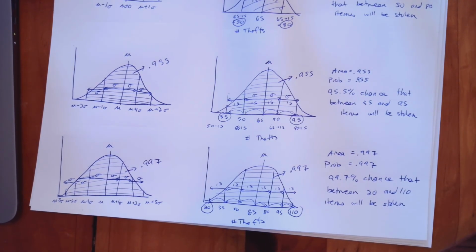All right, and that's all you need to know about the empirical rule, which is another name for the 68, 95, 99.7 rule. I guess that was something more to know.